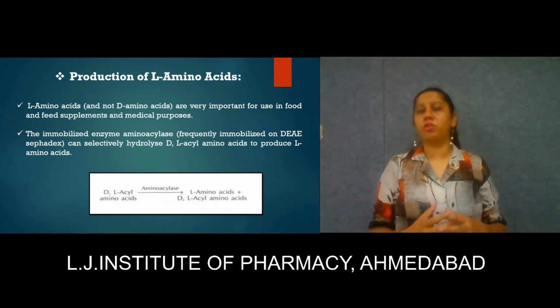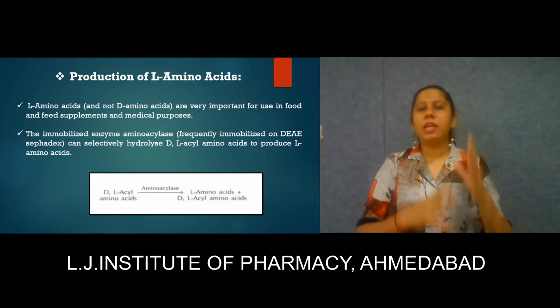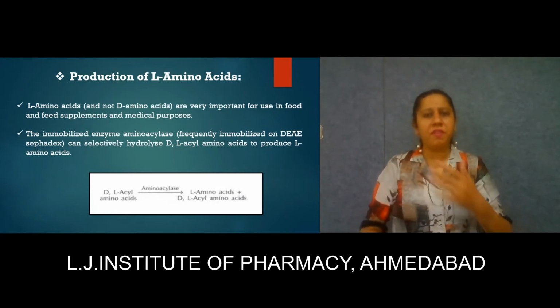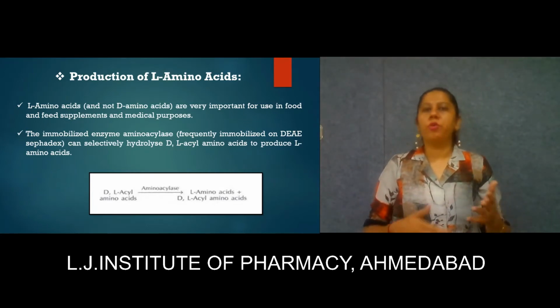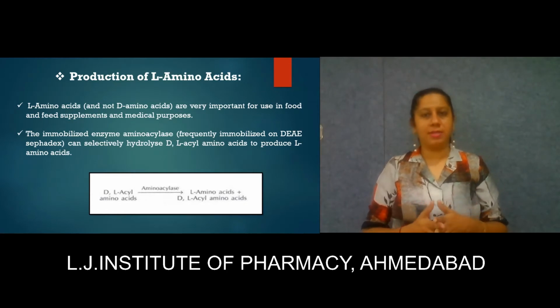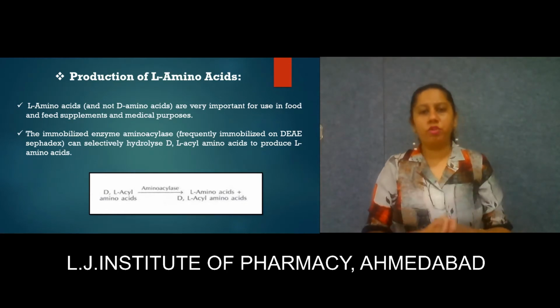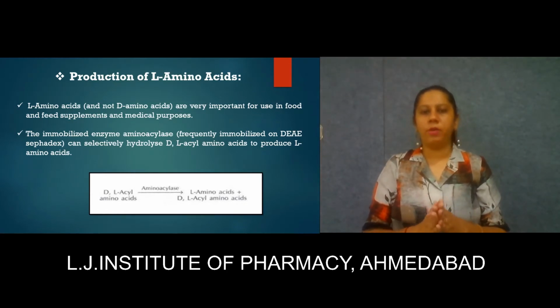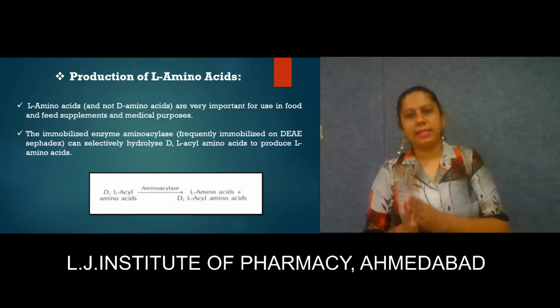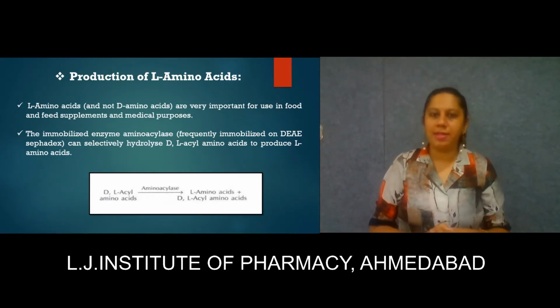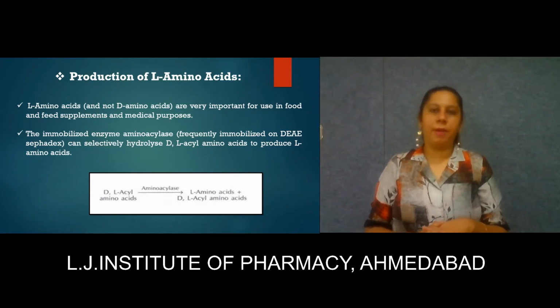Now, this production of enzyme is difficult. So we need to immobilize these enzymes so that we can use them again and again in order to produce large quantities of L amino acids, right? So you can see in the flow chart DL acyl amino acids. The amino acylase acts on this and produces L amino acids plus D acyl amino acids.